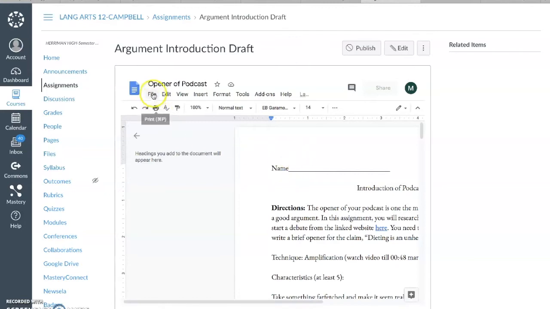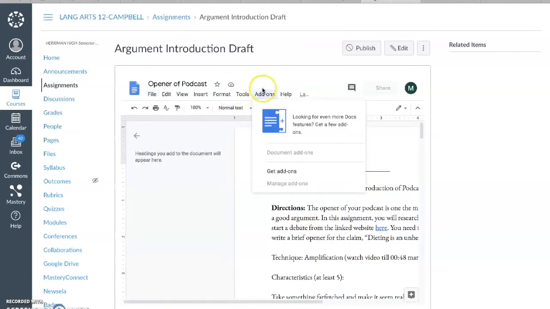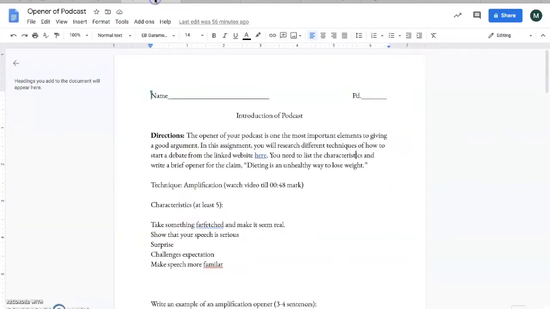So what you're going to want to do is click on File here, and you're going to want to make a copy. When you make a copy, it is going to open up the document here. It's going to look like this, okay? So here's exactly what I want you to do.